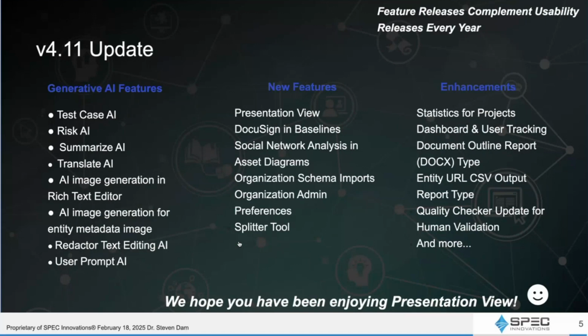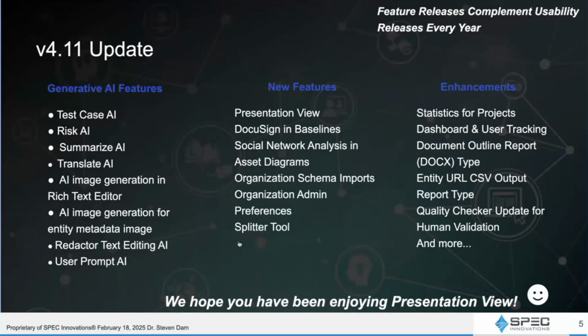So here's the set of new features that we came up with. This was a pretty big drop. It was a feature release, this drop 4.11. We alternate between feature releases and usability releases every year. So basically we have two major releases every year, and that's been our cadence for some time now, which has been quite good.